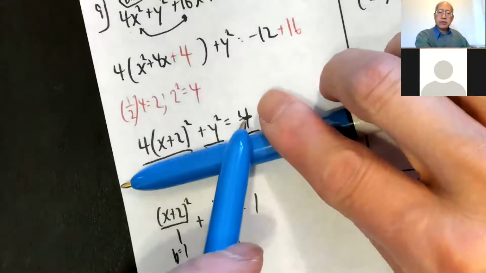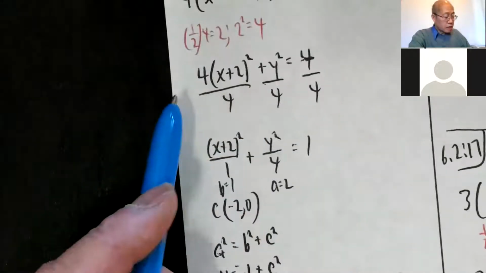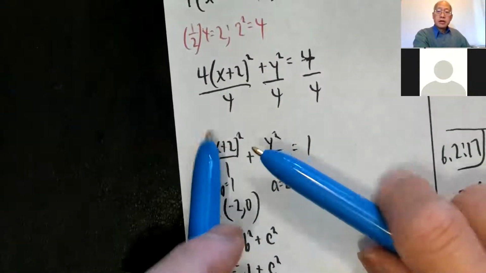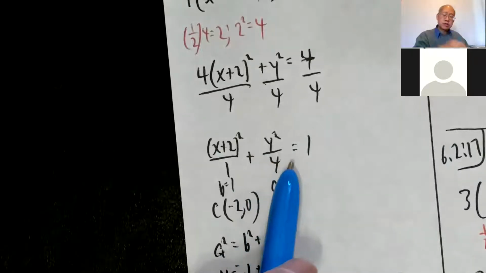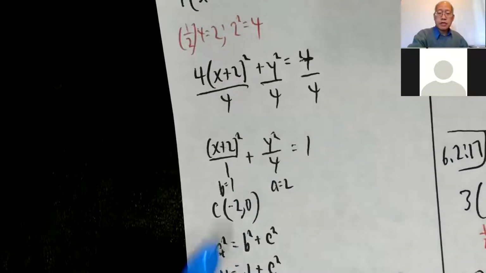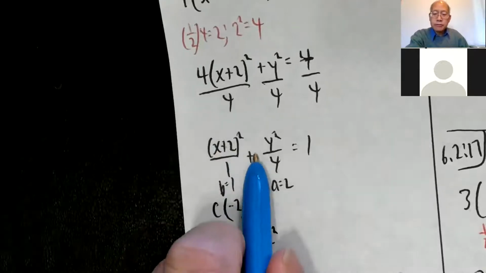Again, the right-hand side is supposed to be 1, so just divide everything by 4. So we're seeing a lot of recurring themes here. So that's x plus 2 squared over 1 plus y squared over 4 equals 1. Okay, so where's my center? Read it right off here. Center is negative 2, 0.